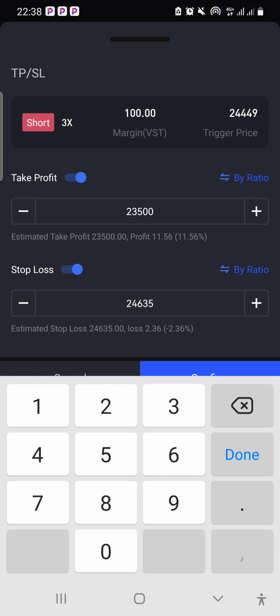Is it worth it? 2.36 currently is like 1,400 naira or so, and 3.15 is about 2,000 naira. So are you willing to risk the extra 600 or thereabout on top of the money? Are you willing to risk that? Are you willing to lose that? So you can either risk less or risk more.